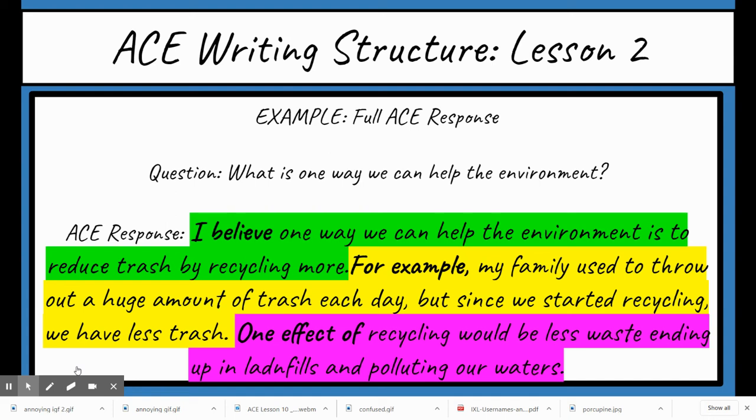So now that I've written my ACE response and I reread it, I can ask myself, did I answer the question in a complete sentence? Yes, I did. Did I select evidence that supports my thinking? Yes, I did. The fact that I have less trash since recycling does support that we can help the environment by recycling. And finally, did I elaborate on my thinking? Yes, I did. I wrote that the effect of recycling would be that more people would have less trash and therefore landfills wouldn't fill up. That's elaborating my thinking.